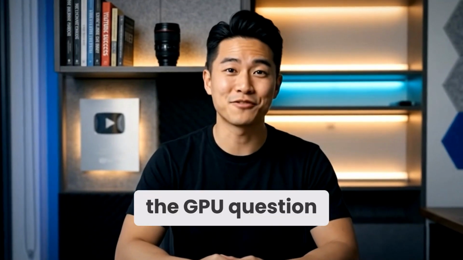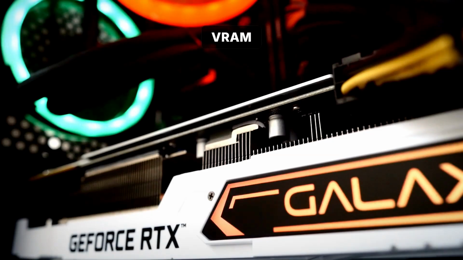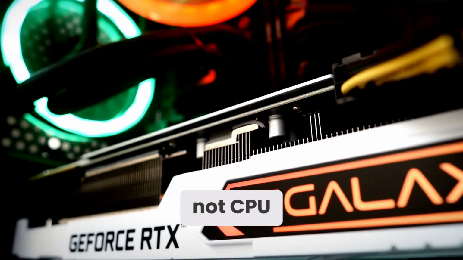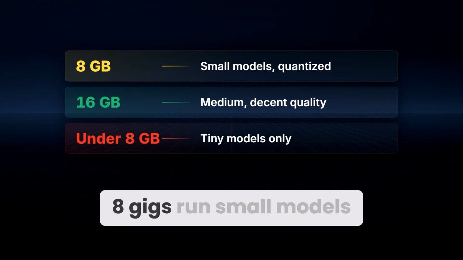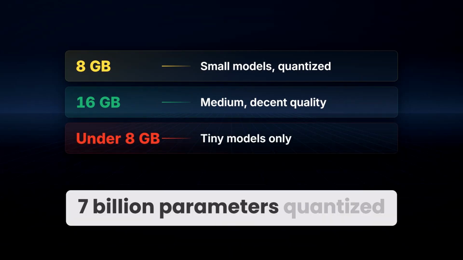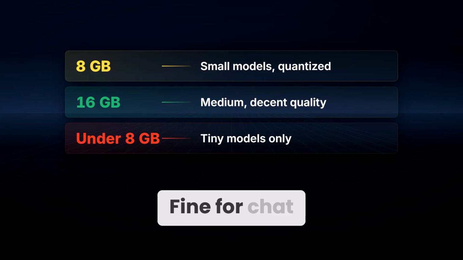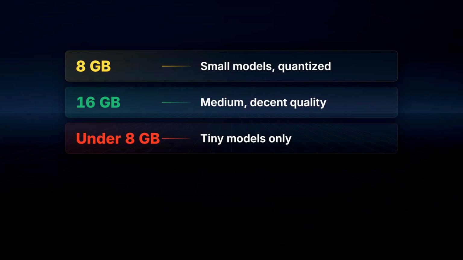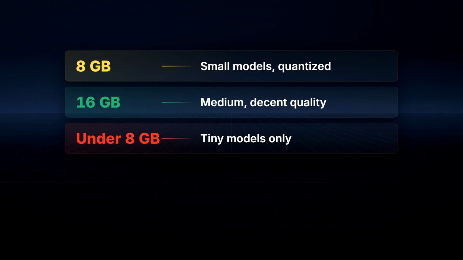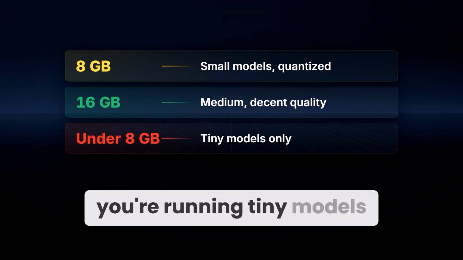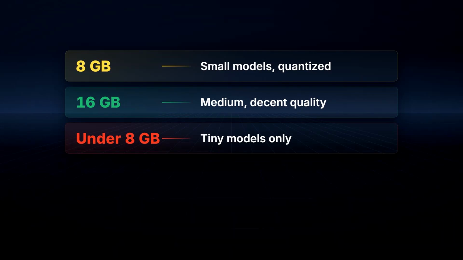Okay, the GPU question. Here's the honest version. The number that matters is VRAM, the memory on your graphics card. Not RAM, not CPU. VRAM. Roughly, 8 gigs runs small models, 7 billion parameters, quantized. Fine for chat, slow for anything real. 16 gigs gets you medium models at decent quality. Below that, you're running tiny models that will disappoint you.